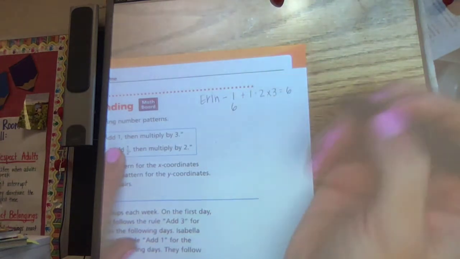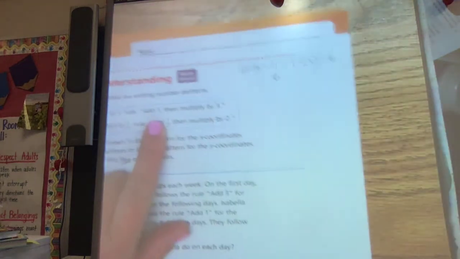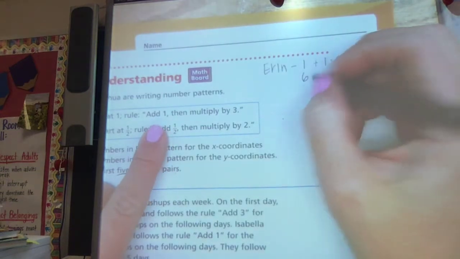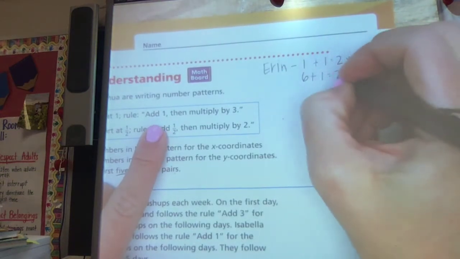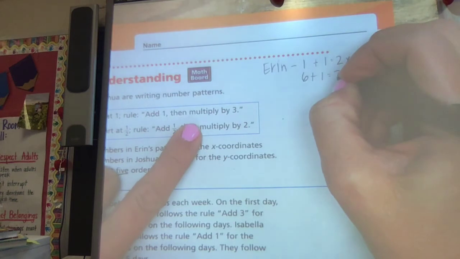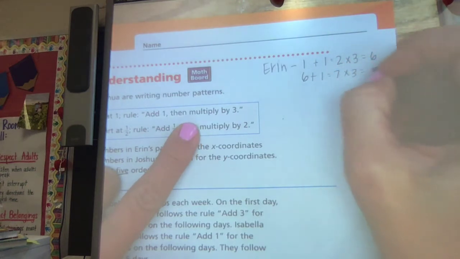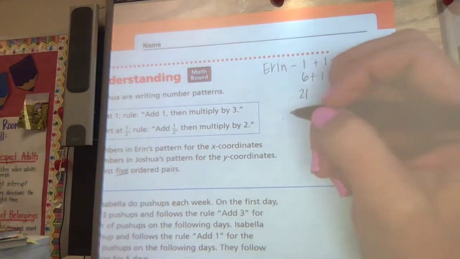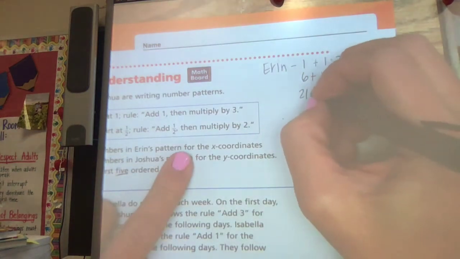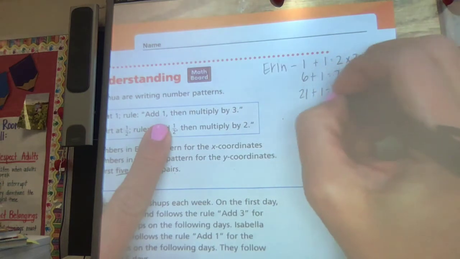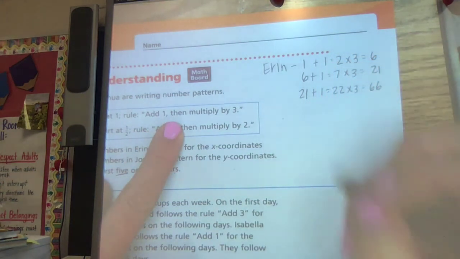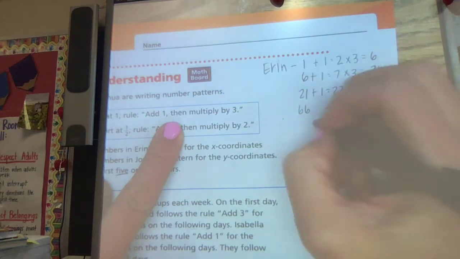Then I got to do 5 of her first 5. Okay, so we'll zoom in some. And then I do the rule again. Add 1, that's 7. Multiply by 3, that's 21. So I know my next number is 21. And I do my pattern again. Add 1, that's 22. Multiply by 3, that's 66. So my fourth number is 66.